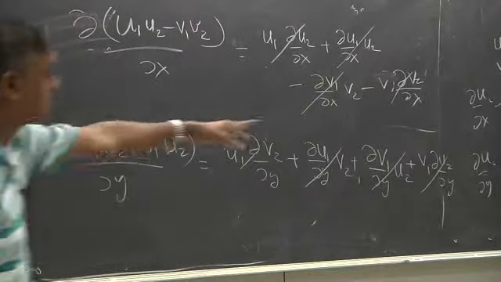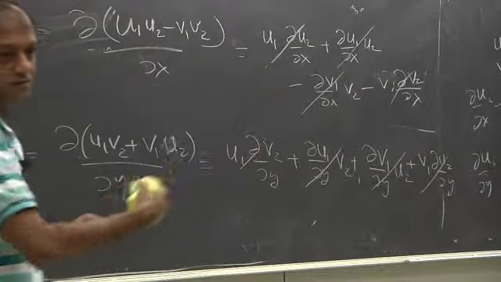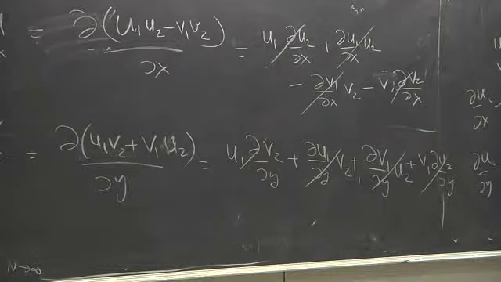Similarly, you can check the second relation also. I will not go through that. It's simply just open it up and use that. Okay. So that's an important result. If you have two analytic functions, the product is again an analytic function.